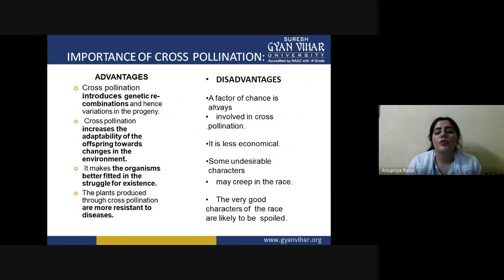The plants produced by cross pollination are more resistant to disease. Also, they have more gene flow inside them. So hence they have more potential for fighting disease.